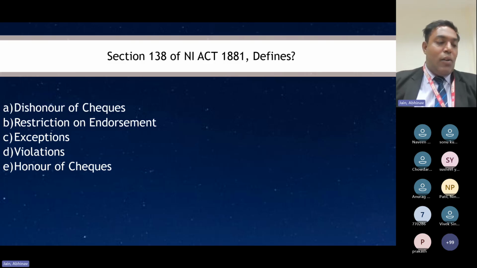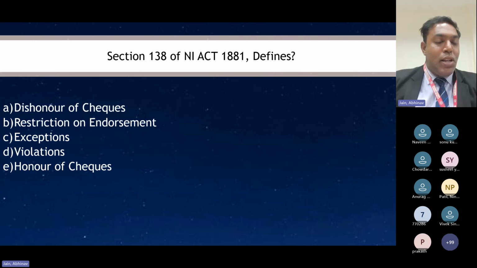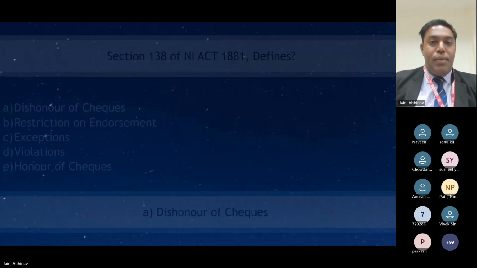Section 138 of NI Act discuss about. Please do respond. Dishonor of check, option A. Option B, restriction on endorsement. Option C, exceptions. Option D, violations. And option E, honor of check. Okay, this is a simple question. I hope everyone will respond to it. It is dishonor of check. So section 138 of NI Act talks about dishonor of checks.